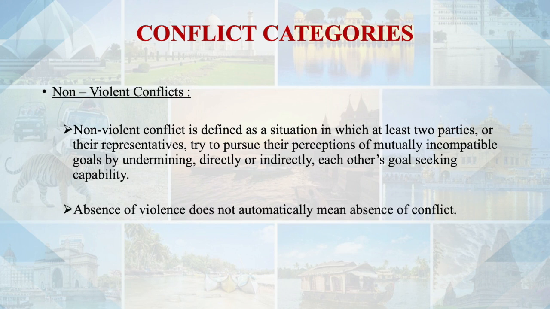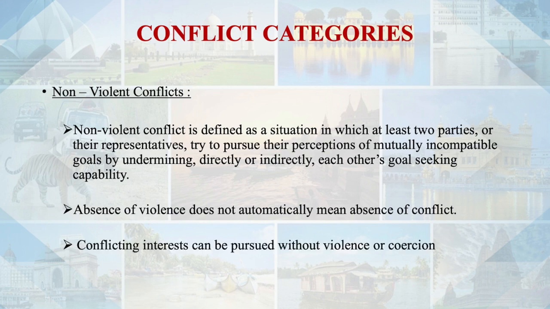Absence of violence does not automatically mean absence of conflict. Conflicting interests can be pursued without violence and coercion. So in a non-violent conflict, it doesn't mean that there is no conflict. Conflict is there, but it has not taken the phase of violence or coercion. So conflict exists in non-violent conflict, but it has not escalated to the level of violence.